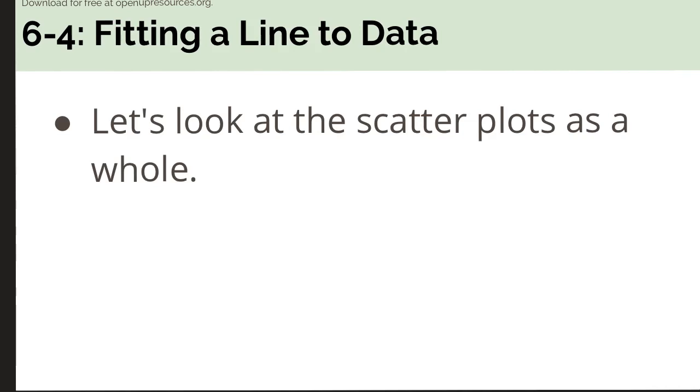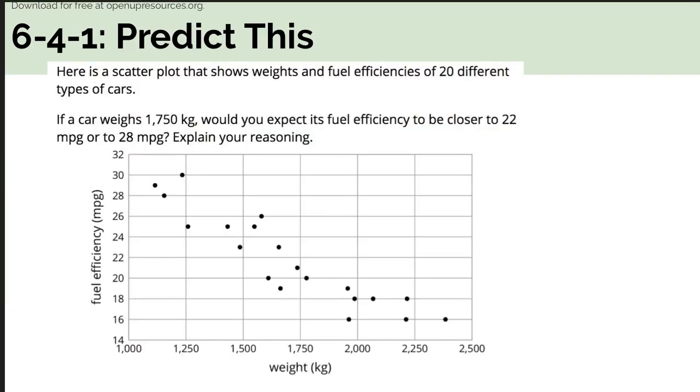Hello, 8th graders. In lesson 4 here in unit 6, we're going to be fitting a line to data and looking at the trends on the scatter plot. In the first problem here, you're going to use the scatter plot to make a prediction. Read the problem, answer the question, and be sure to explain your reasoning.